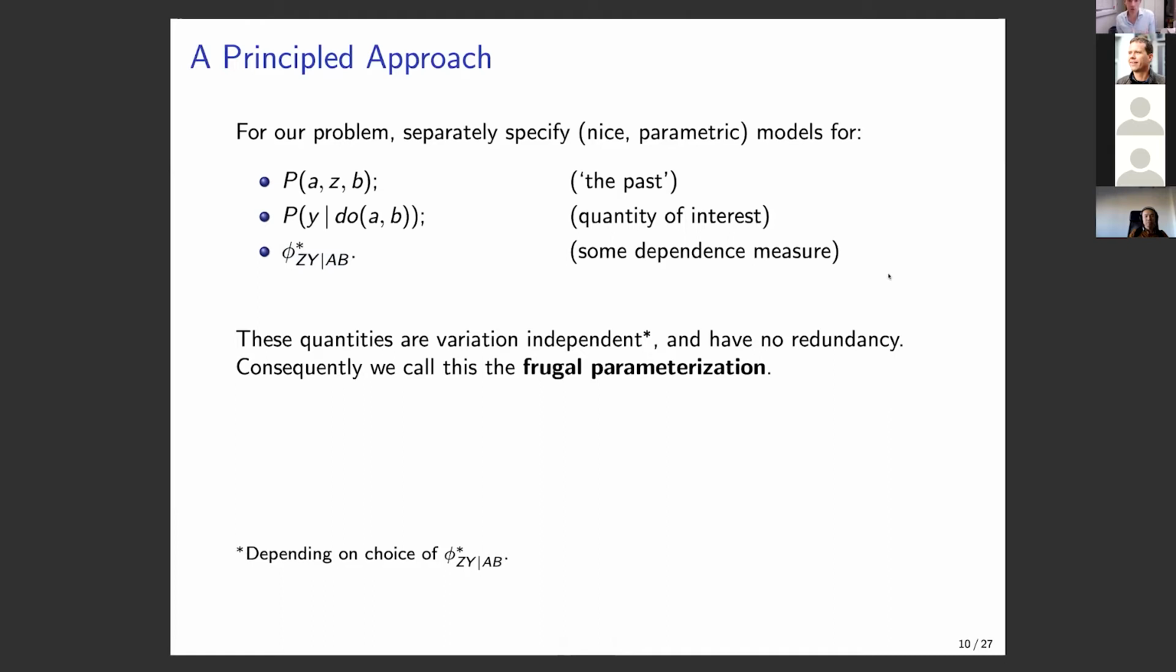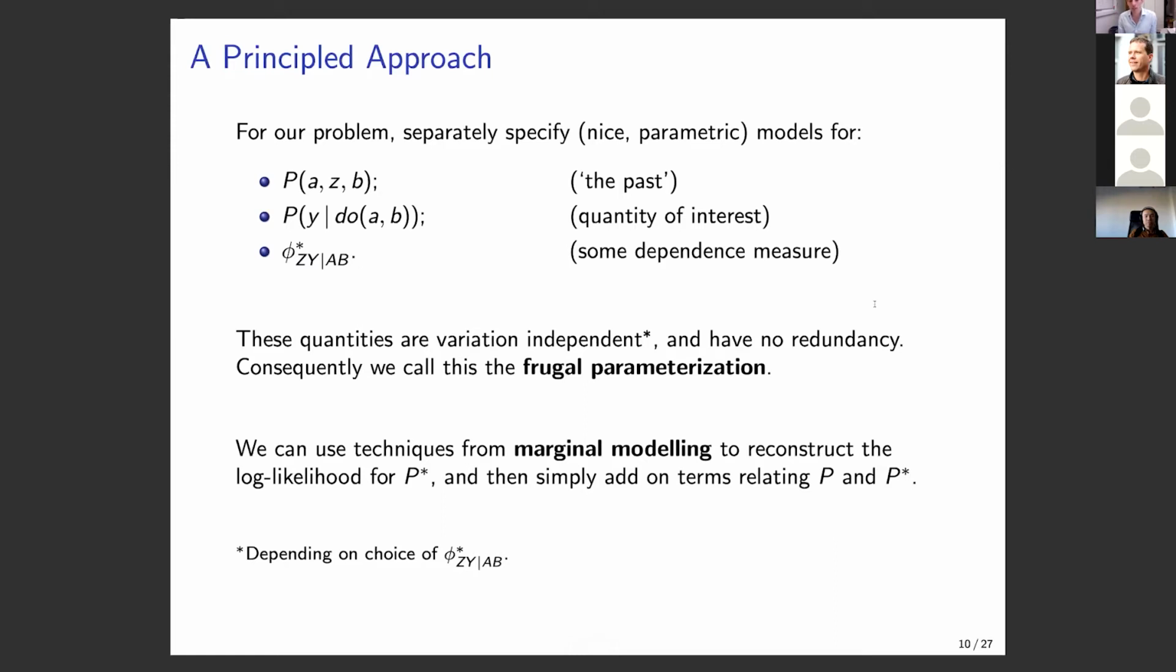And even more than that, you can get any distribution over those four variables with models of these three things. So we call this a frugal parameterization. Frugal in the sense that there's no redundancy, but you can get any distribution provided you specify these things appropriately. And the nice thing is that we can use methods from marginal modeling to reconstruct things like the log likelihood for P star. And then we just add on terms that relate to P and P star, which we'll specify parametrically as well.